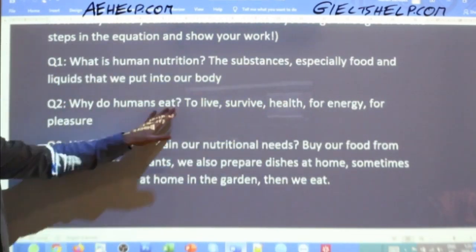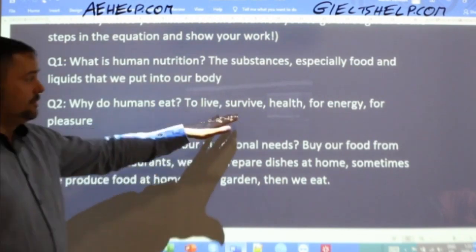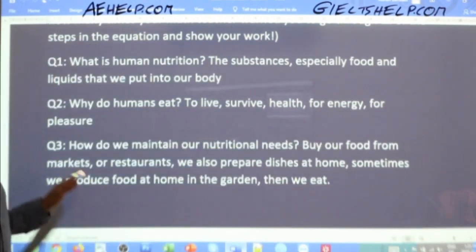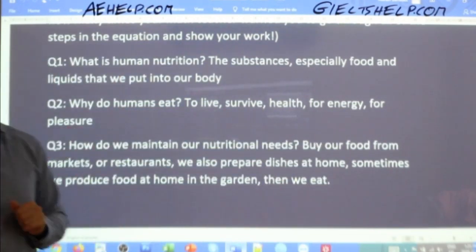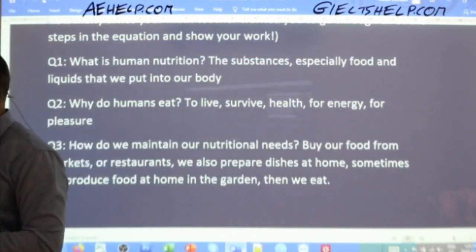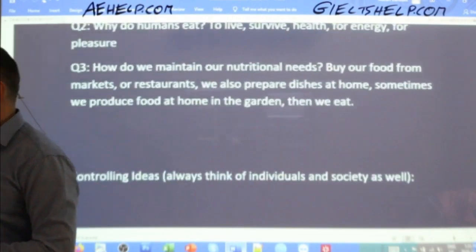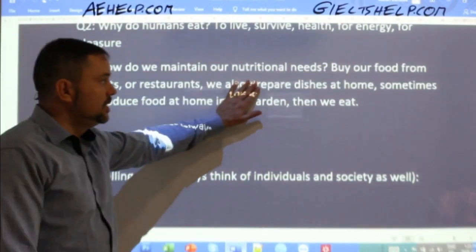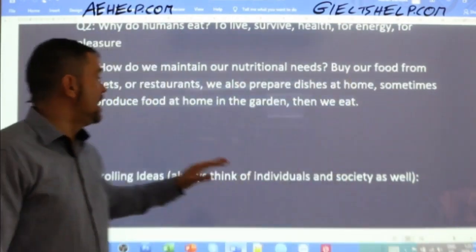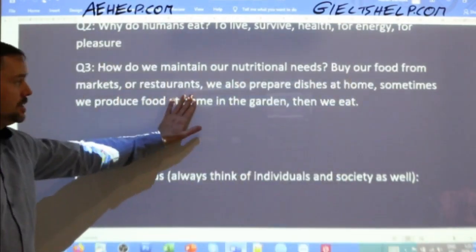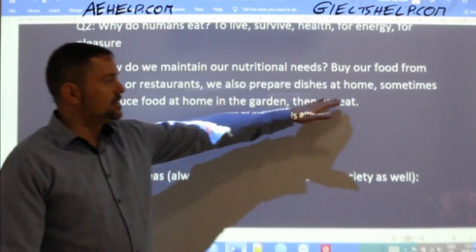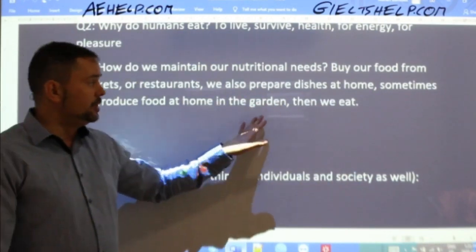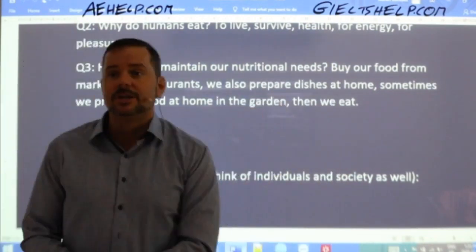Why do humans eat? Well, we identified that we eat to live, to survive, for energy, and for pleasure. So we also eat because we enjoy eating. And then how do we maintain our nutritional needs? Well, we work, we earn money, we buy food from our markets, restaurants. We also prepare dishes at home. And sometimes we even produce our own food in smaller quantities in our gardens.